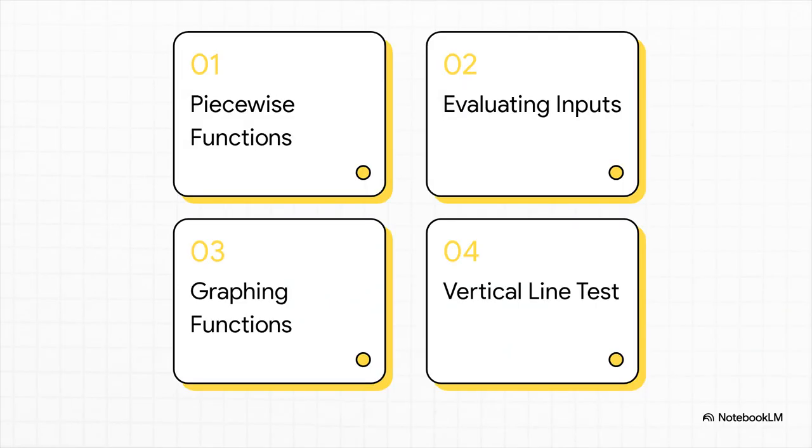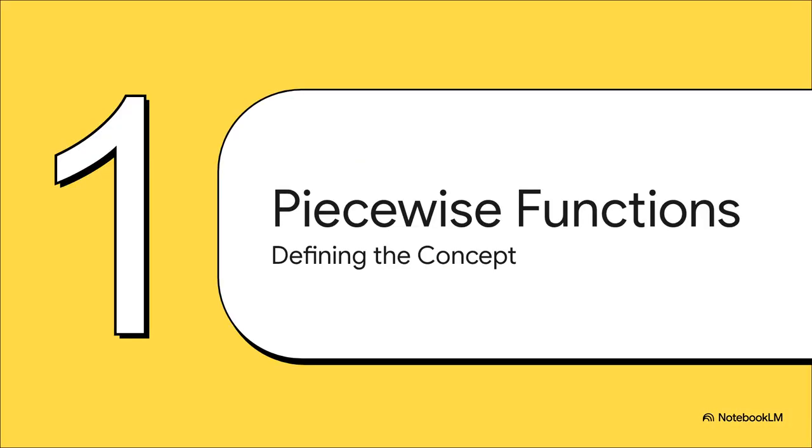Here's our quick roadmap for today. We'll start with 1. What are piecewise functions? Then 2. Evaluating function inputs. Next, 3. Graphing piecewise functions. And finally, we'll wrap up with 4. The vertical line test. All right, section 1.